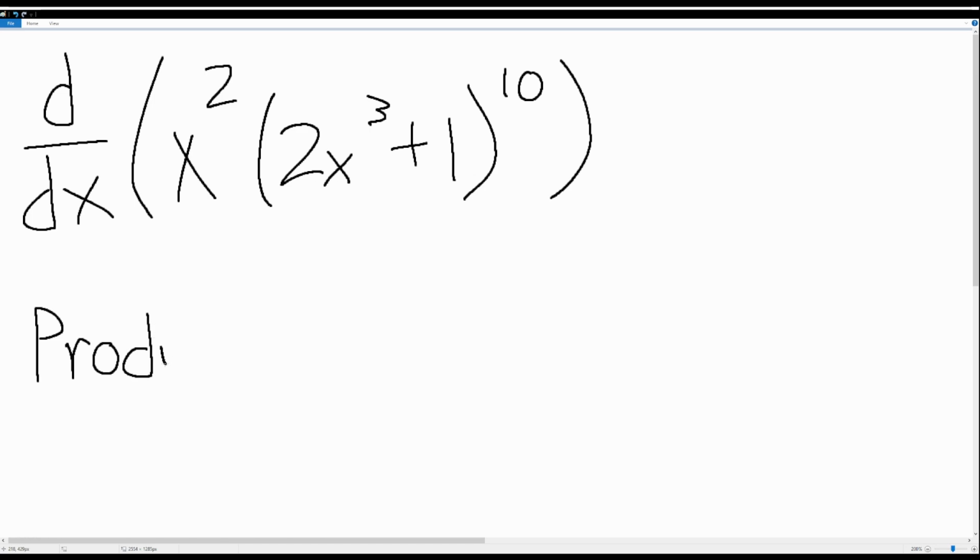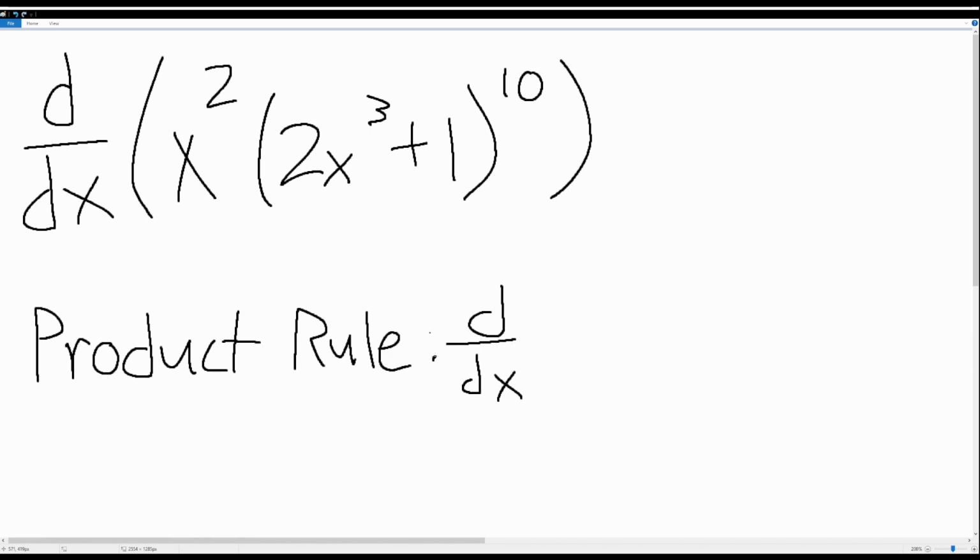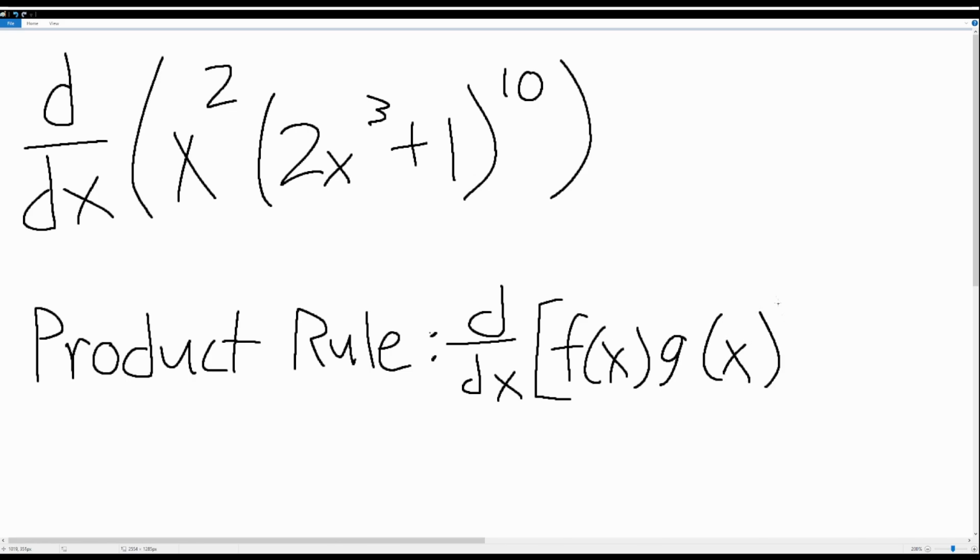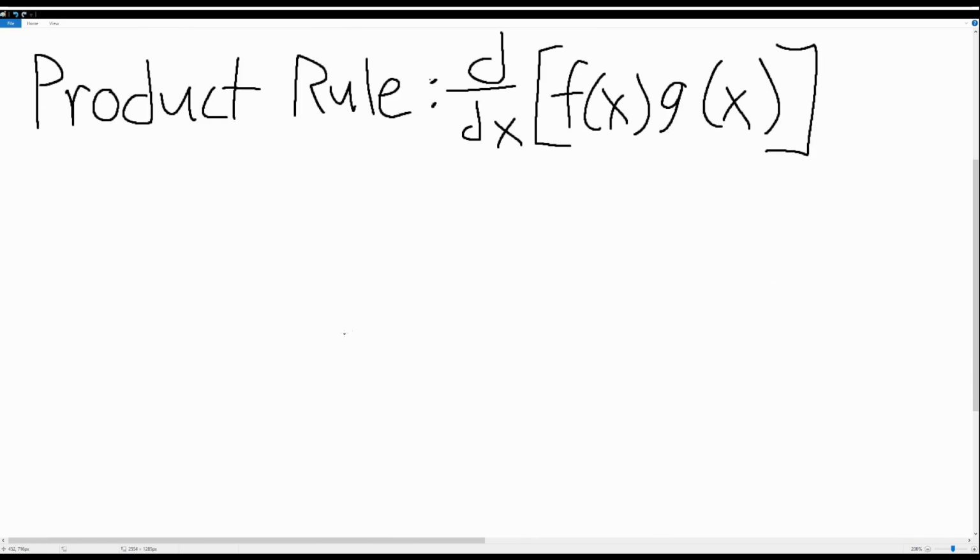We got product rule. I'm just writing these off my sketchbook. So we have a product rule, which means the d over dx, or the derivative, of f of x times g of x equals this right there.